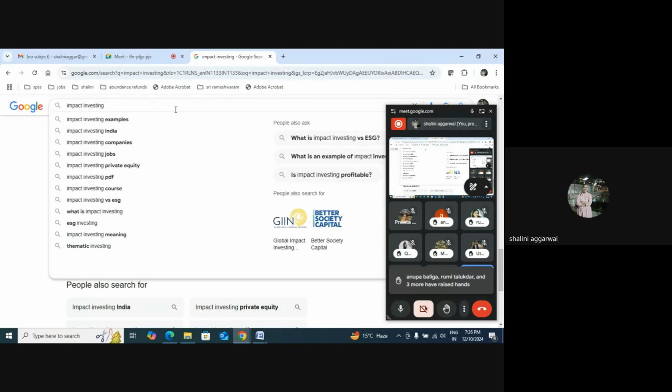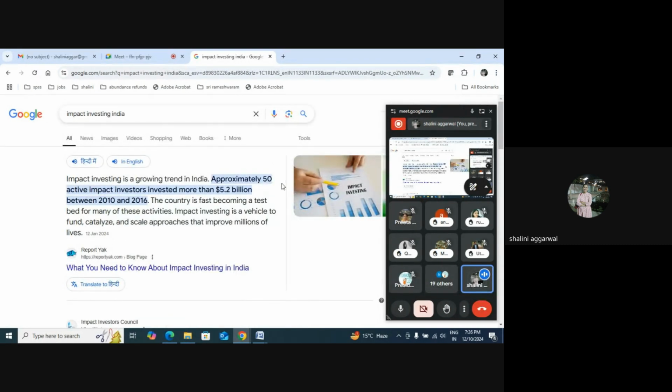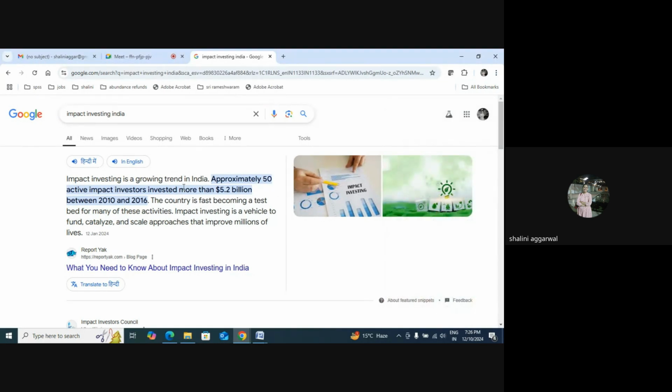Meaning, if you want impact investing in India, right? So if you want to get some data, you can see from here, impact investing is a growing trend in India. Approximately 50 active impact investors invested more than this between this. So if you need some information about a particular topic, it is not mandatory that you get all the information, even the introduction, from research papers. You can even extract some good information from google.com and put this in your paper as well.